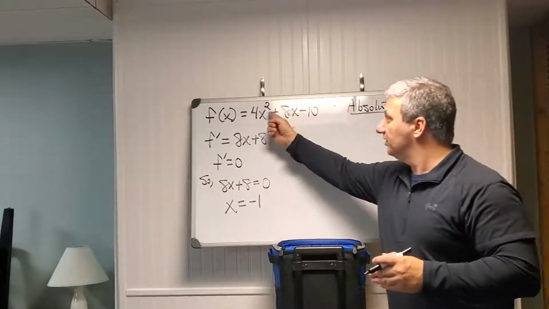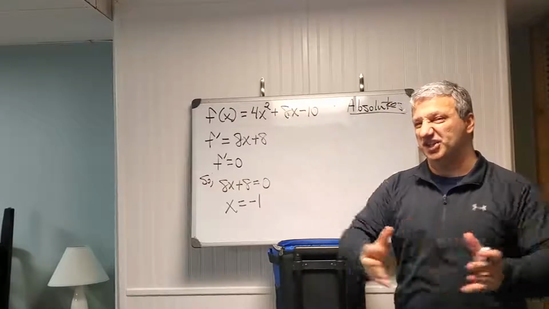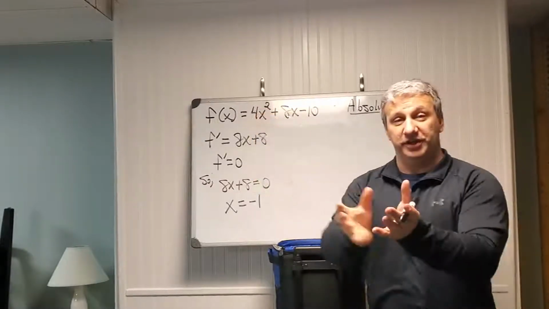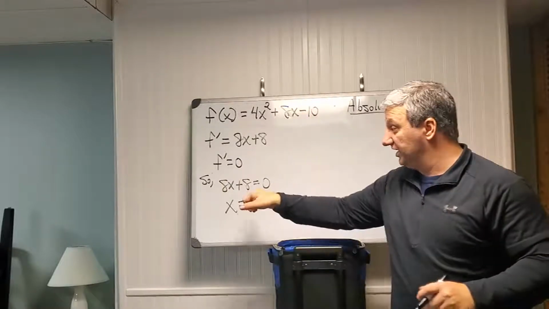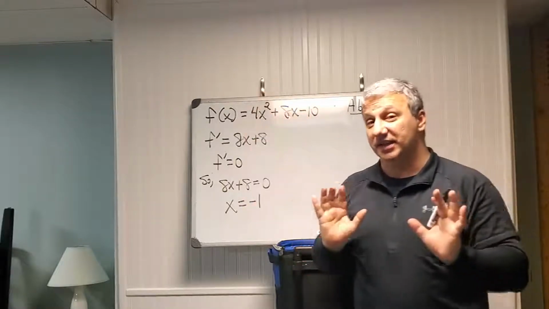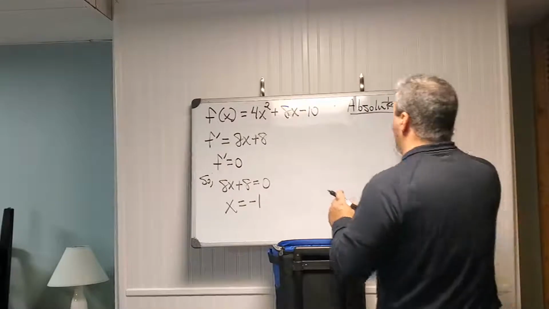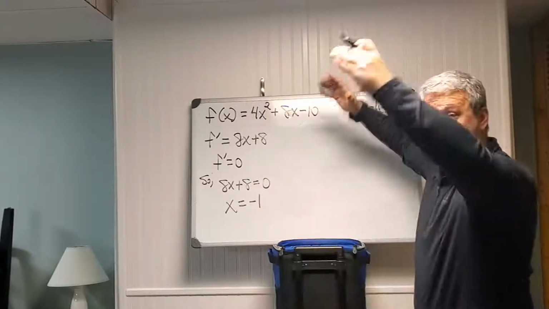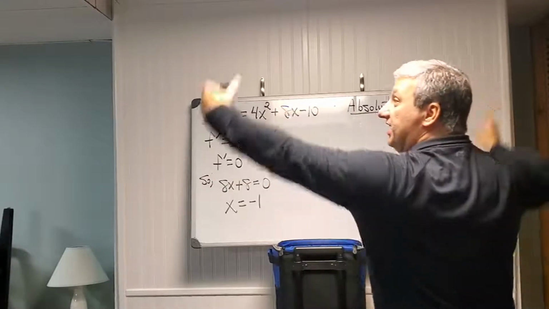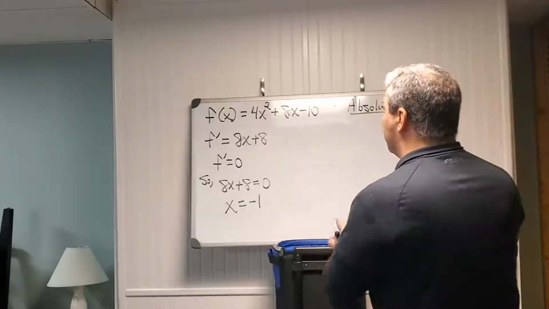Now remember, I picked an easy graph so we can visualize it together. 4x squared is a U-shaped parabola. It has a vertex, and the vertex is at negative 1. Now here's the thing. If I want absolutes, there is an absolute minimum. That would be right there because of the way it's angled. There wouldn't be an absolute maximum because it goes up forever.